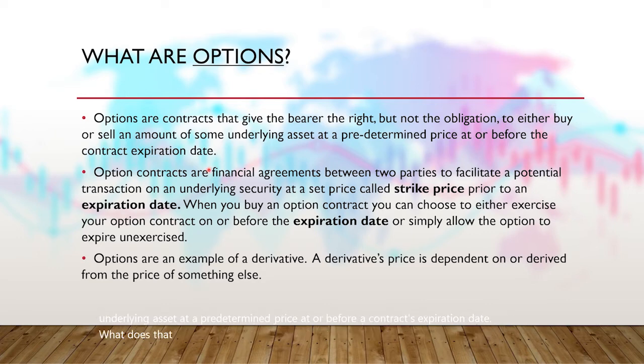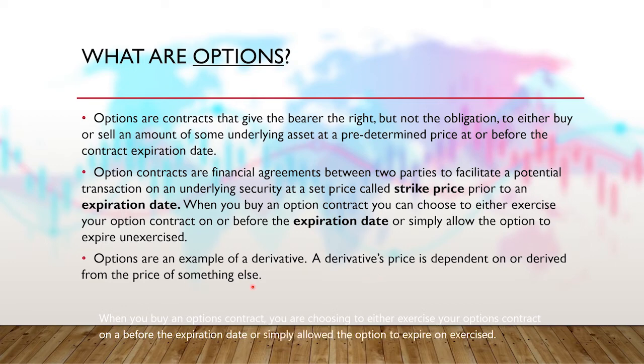Option contracts are financial agreements between two parties to facilitate a potential transaction on an underlying security at a set price called a strike price prior to an expiration date. When you buy an options contract, you are choosing to either exercise your options contract on or before the expiration date, or simply allow the option to expire unexercised.